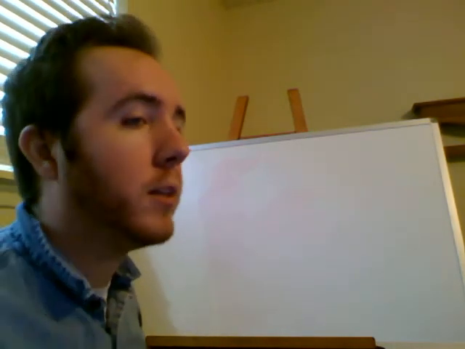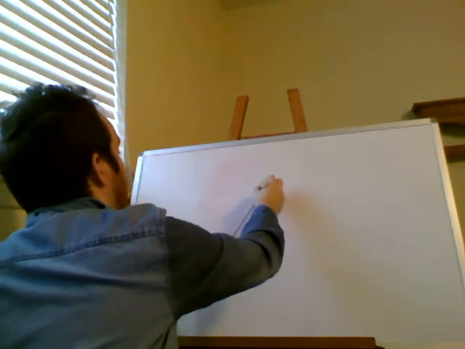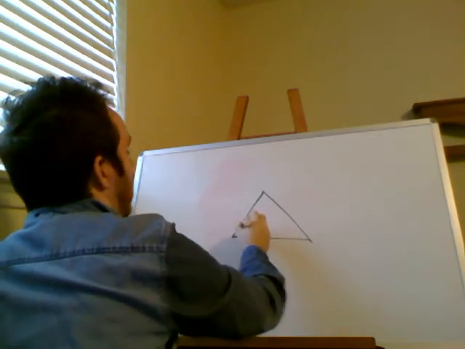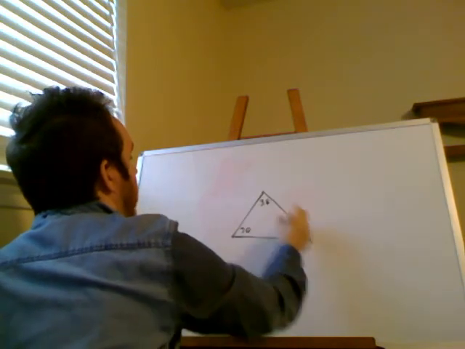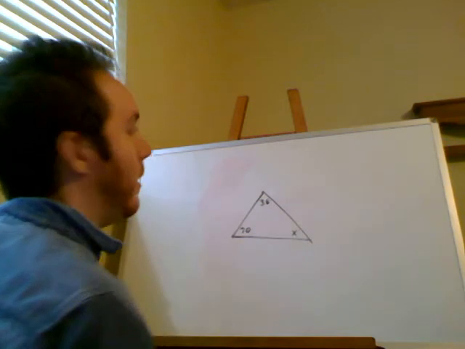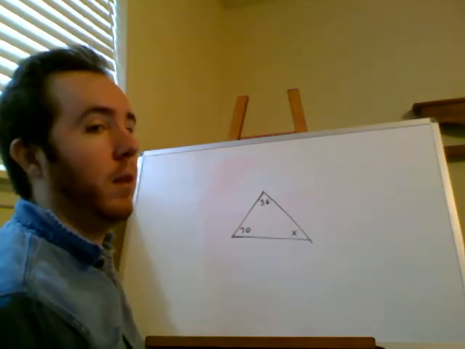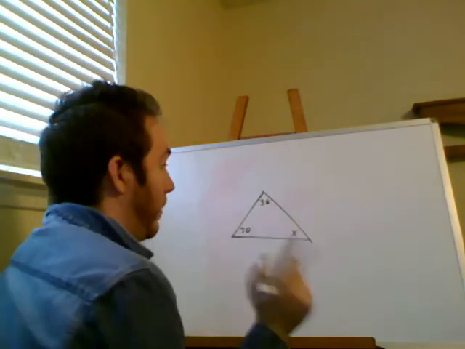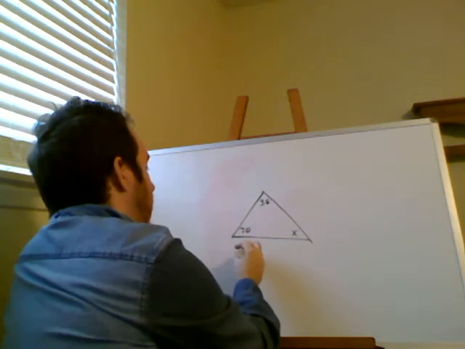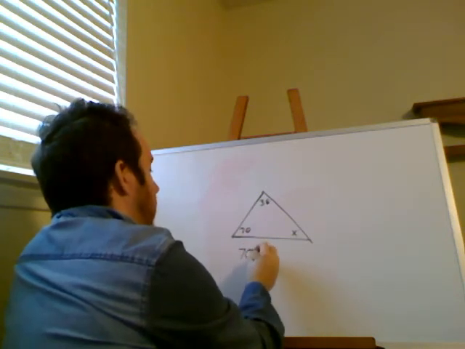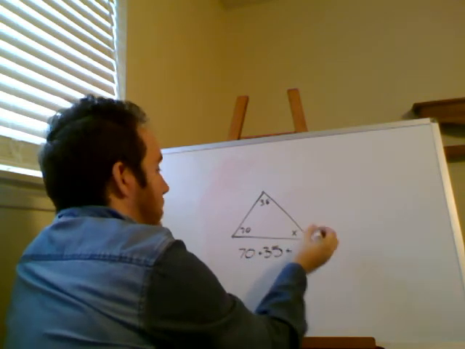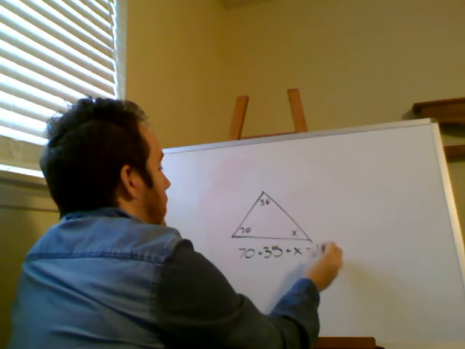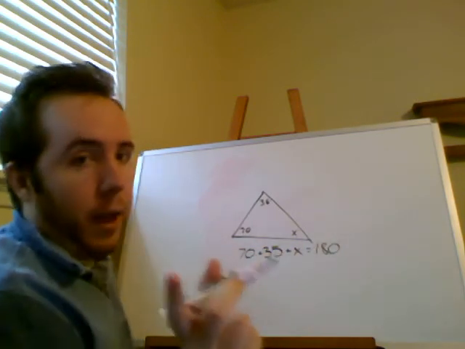So let's look at the first question. Sometimes we'll see a problem like this. 70 degrees, 35 degrees, and some ungiven value x degrees. Okay? And we want to find the value of x. Now, to do that, we do 70 plus 35 plus x, because that's some number we don't know. It's going to equal 180.